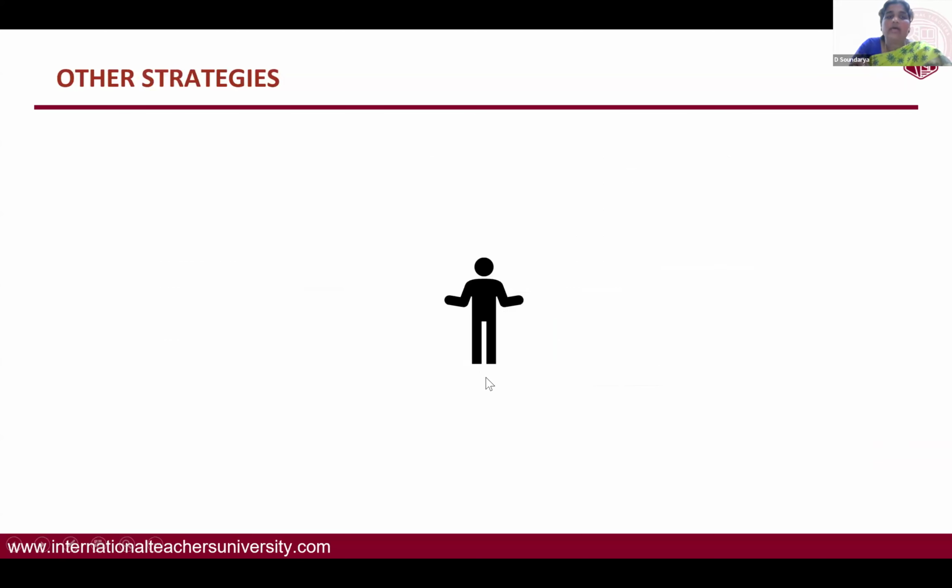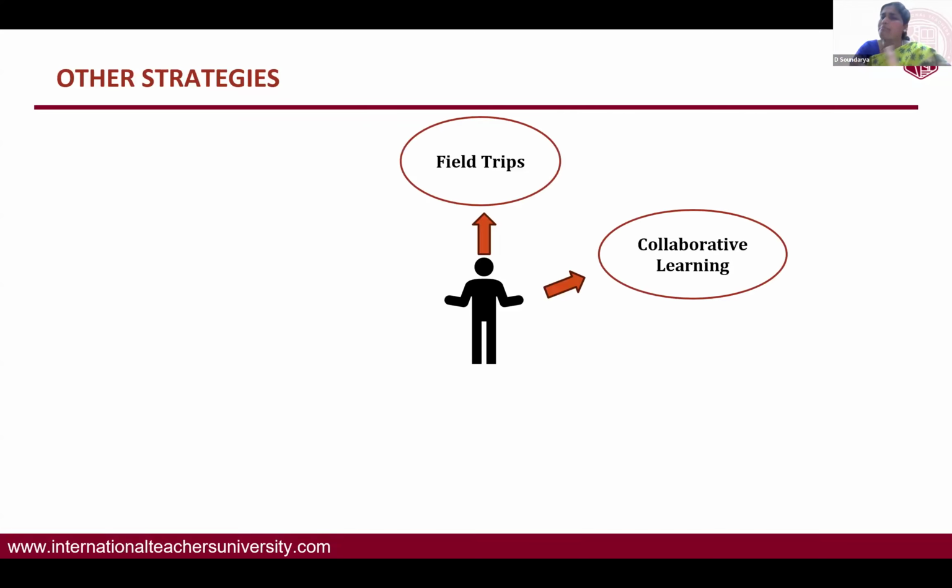Okay. So now I come to the last few strategies. We have gone through a few strategies that we can use in our classrooms, and I'm sure many of you are using all or some of these. And we have many more to go. Others are field trips and collaborative learning. With field trips, we take them to a certain site, especially when we have to collect plant specimens. You take them to the site, collect plant specimens, bring them back and study them.